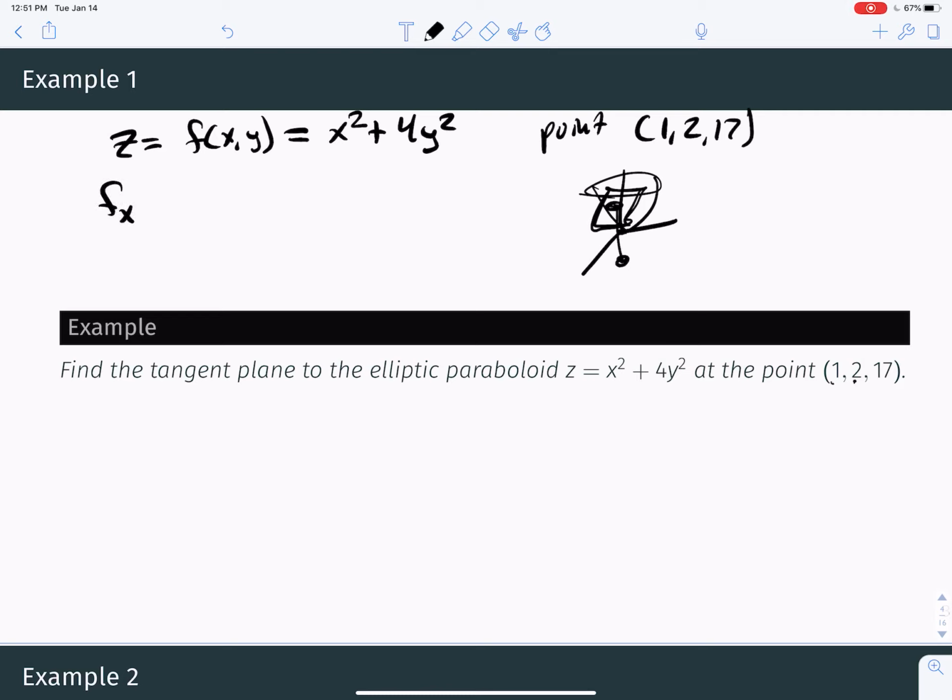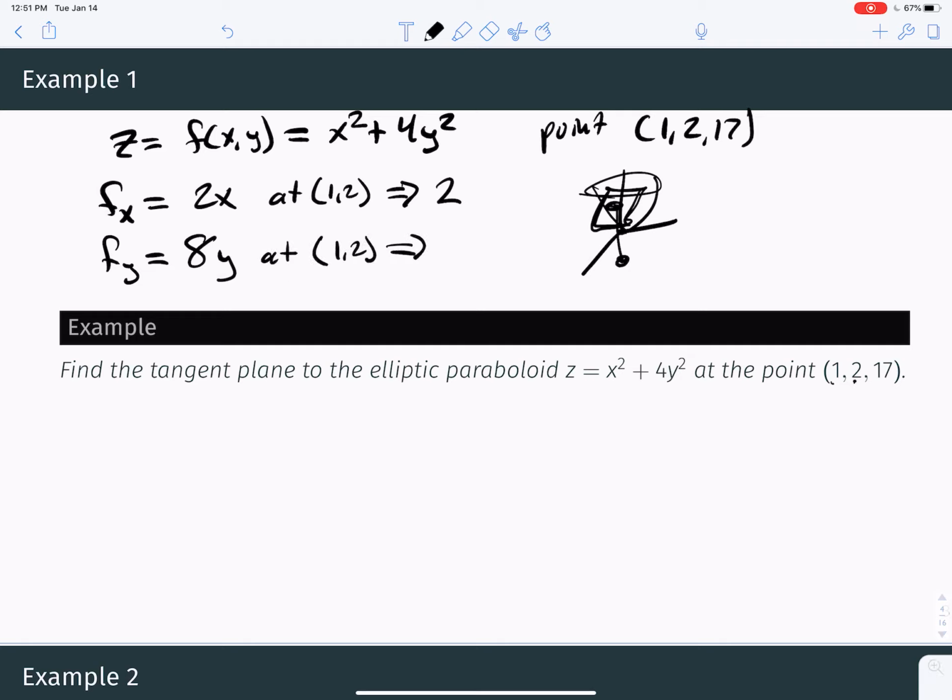So what's f_x? Well, f_x, the x derivative, is just 2x. What's f_y? Well, the y derivative is 8y. And then if we go to the point (1, 2), you're going to get 2, and for f_y at the point (1, 2), we're going to get 16, I guess. So those are my slopes in the x and y direction. The z coordinate, z naught, is 17. So we can just get the equation z minus 17 equals 2 times (x minus 1) plus 16 times (y minus 2).